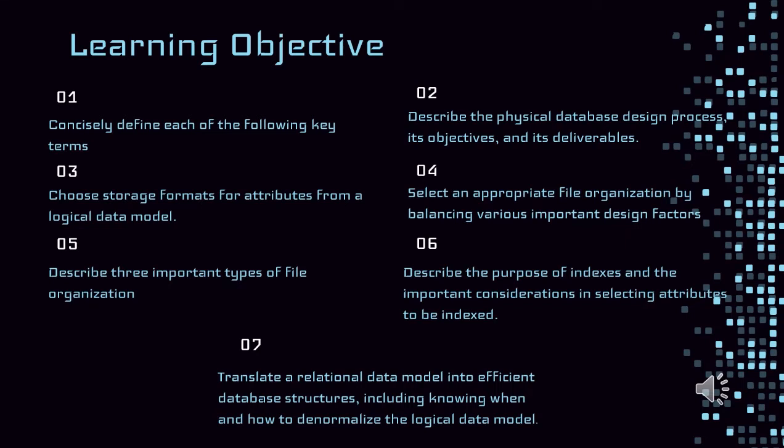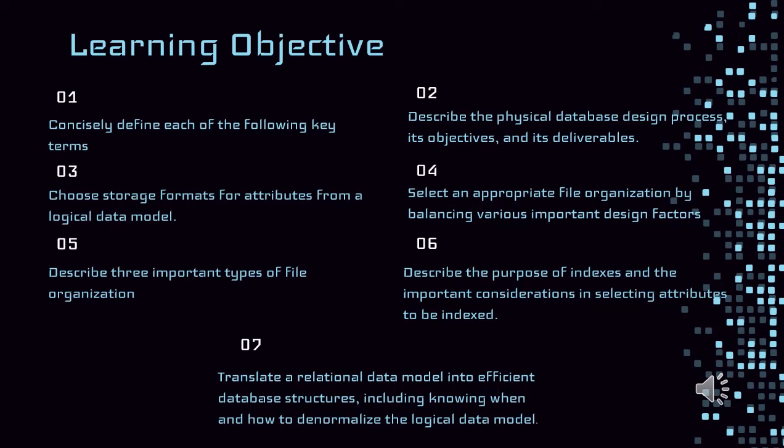And we are going to present this material through learning objectives. First, concisely define each of the following key terms. Second, describe the physical database design process, its objective, and its deliverables. Third, choose storage formats for attributes from a logical data model. Fourth, select an appropriate file organization by balancing various important design factors.